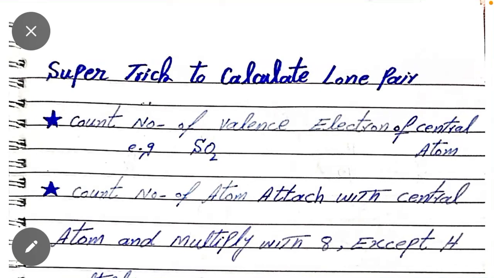Chemistry Academy students, in this video we will study a super trick to calculate the number of lone pairs. First step, count the number of valence electrons of the central atom. Step 2, count the number of atoms attached to the central atom.